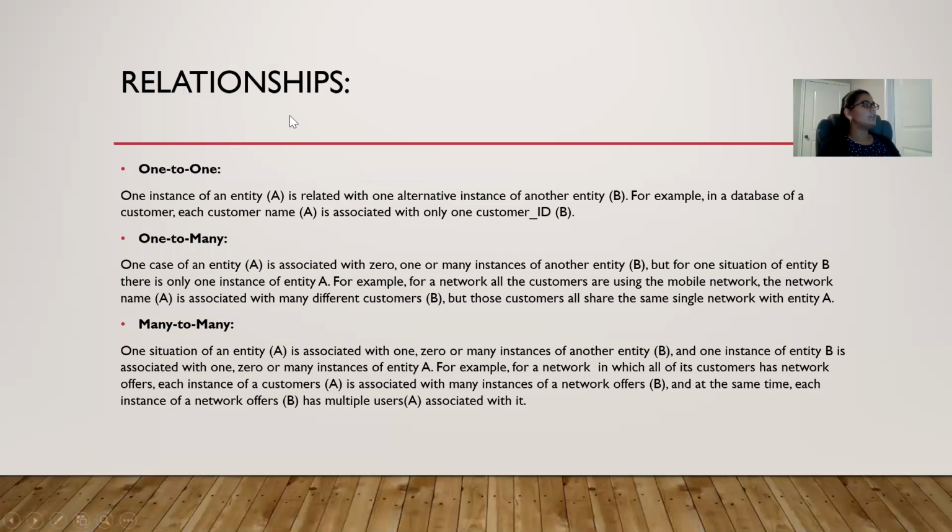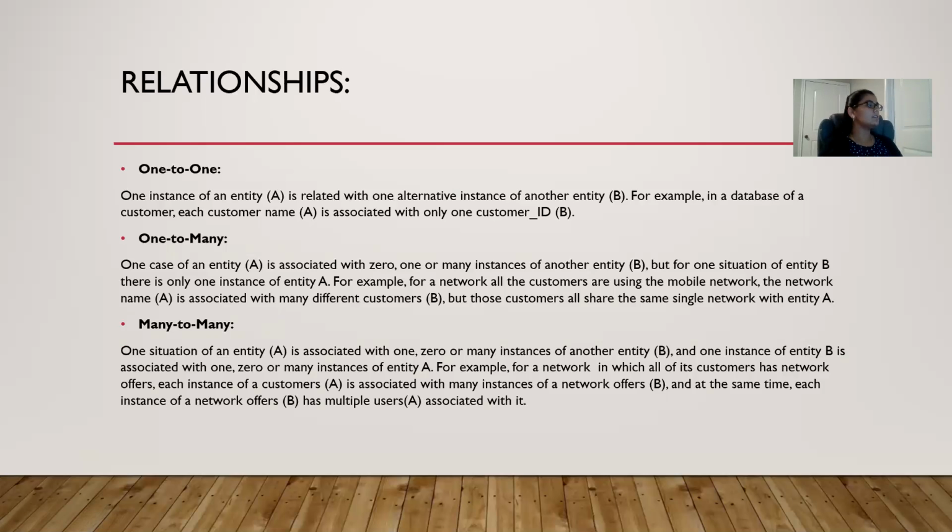So now let's see the different types of relationships. The first one is one-to-one relationship. Say, for example, we have two entities, A and B. If one instance of an entity A is related with one instance of another entity B, then the relationship is said to be one-to-one. Say, for example, in a database of a customer, each customer name can have only one corresponding customer ID in the other entity. So this relation is one-to-one.